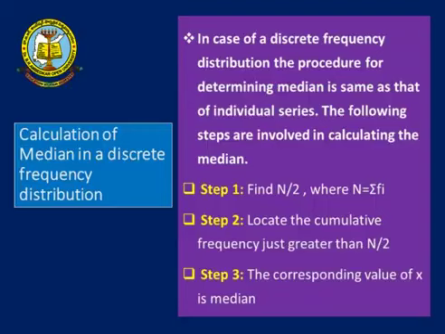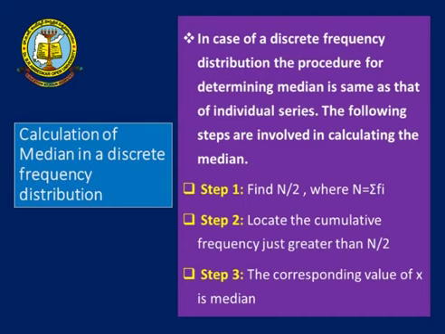Next, calculation of the median in discrete frequency distribution. In case of discrete frequency distribution, the procedure for determining the median is the same as that of individual series. The following steps are involved in calculating the median. First step, find n by 2, where n is equal to the sum of the frequencies. N is equal to summation fi. Fi means the sum of the frequencies.